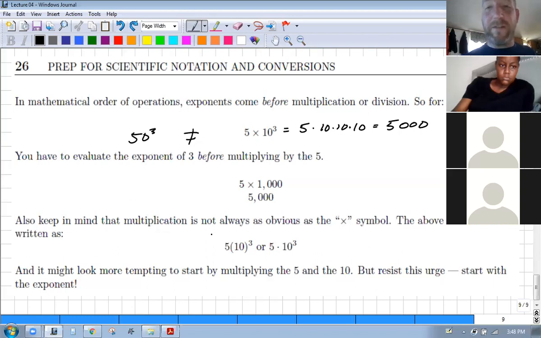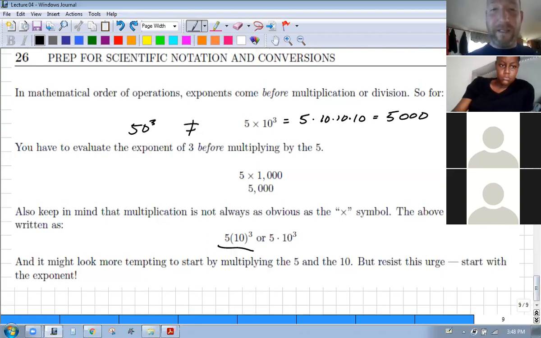And remember, there are lots of different symbols for multiplication. Sometimes you just write the numbers next to one another. Sometimes they put the cross, and sometimes they put a dot. It all means the same thing. For scientific notation, they typically use the cross though. So if they write this, this is 5 times 10 cubed, or 5 times 1,000, or 5,000.